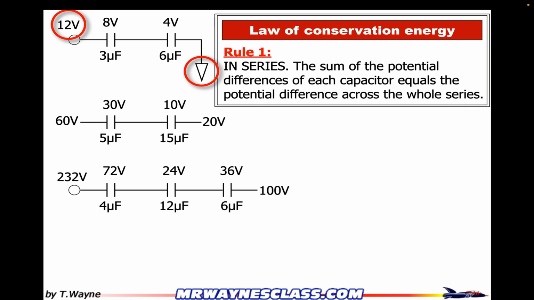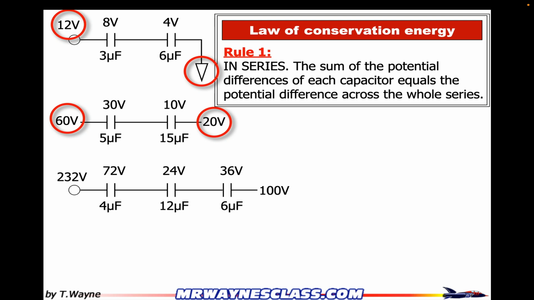Now remember, the potential difference is just proportional to the energy. So say 12 units of energy. And the first capacitor uses up 8 units, and the second capacitor uses up 4. It's conservation of energy. I'm given 12 to start with, and I use up all 12. In the next circuit, I start with 60, and I go to 20. That's 40 units of energy. And in my capacitors, I can see that I have 30 units used up on the left by the 5 microfarads, and 10 units used up by the 15 microfarads.